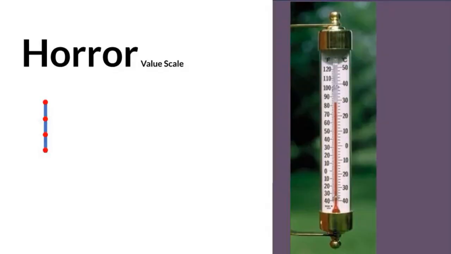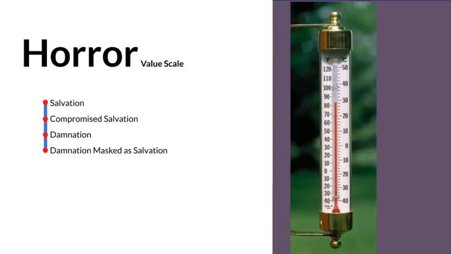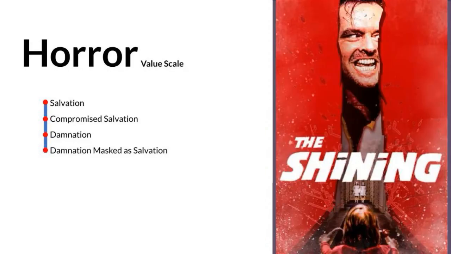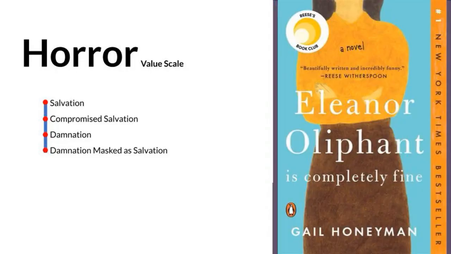Last up, horror. The scale is from salvation to damnation with gradations between and below. When we think of horror, we tend to think of blood and hatchets, chainsaws, and Jack Nicholson, but there is another kind of horror. To me, Eleanor Oliphant has horror as one of its story dynamics. There is the original damnation from Eleanor's mother, but there's also the continued damnation from Eleanor herself. She's put herself in a kind of mental hell.